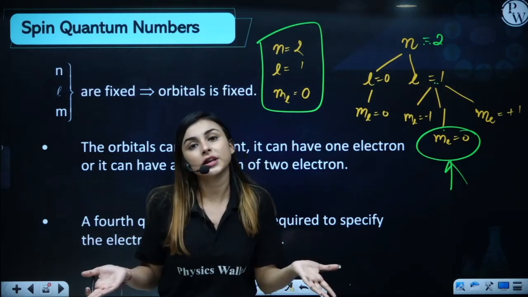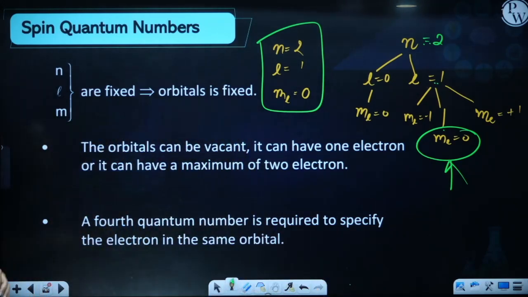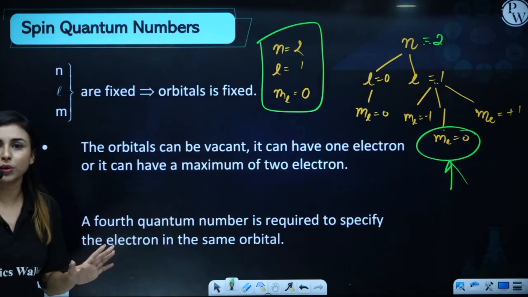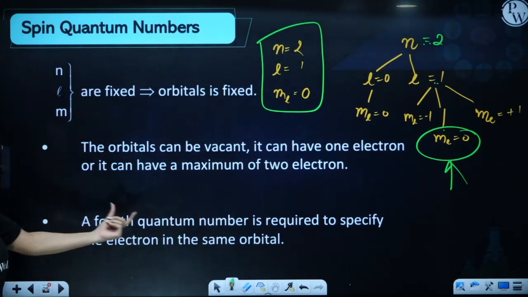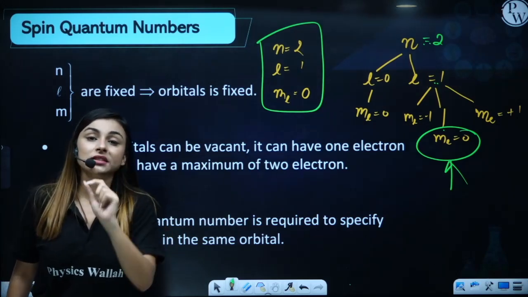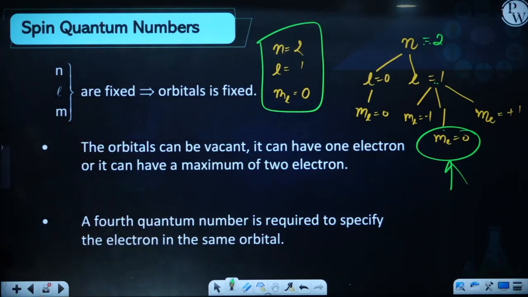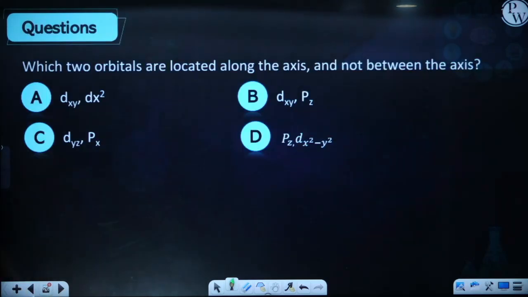Or maybe both of the electrons are present. So, the orbitals can be vacant. It can have 1 electron or it can have a maximum of 2 electrons. Maximum of 2. A fourth quantum number is required to specify out of those 2. That is known as your magnetic spin quantum number. That quantum number is known as the spin quantum number.